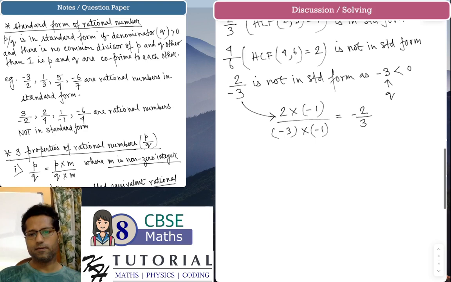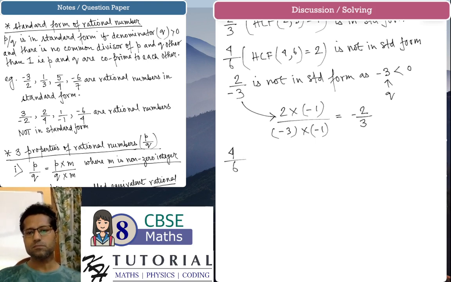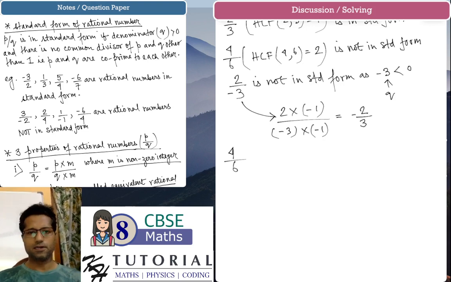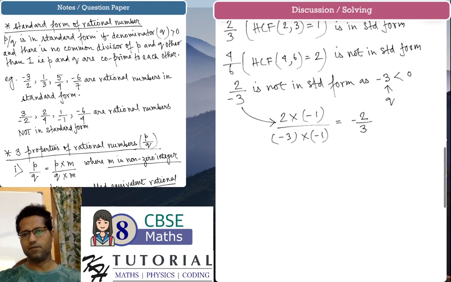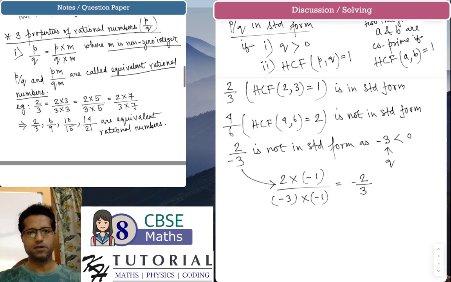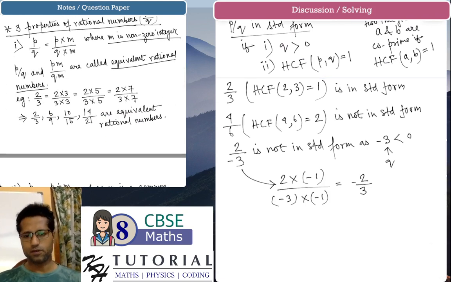Okay, now how do I convert this rational number 4 by 6 into standard form? Now before discussing this, I have to discuss the three properties of rational numbers. How do we convert a rational number which is not in standard form to standard form? To discuss that, I need to first discuss the three properties of rational numbers. So let's first discuss the three properties of rational numbers, then I will come back to this topic later on. Okay.